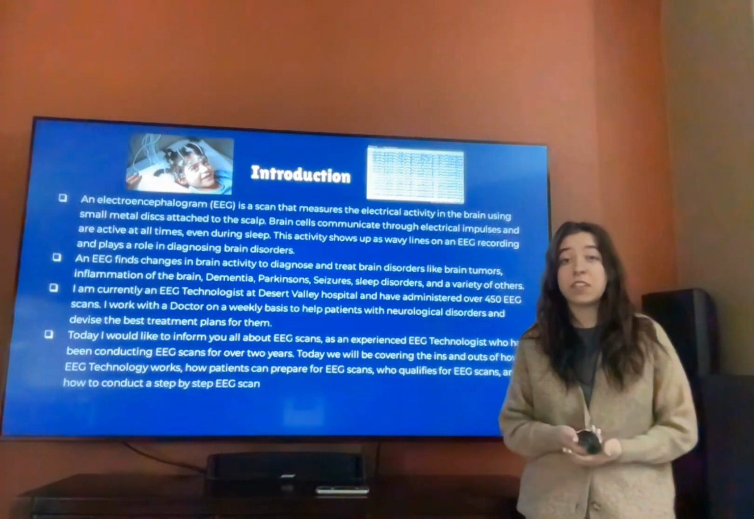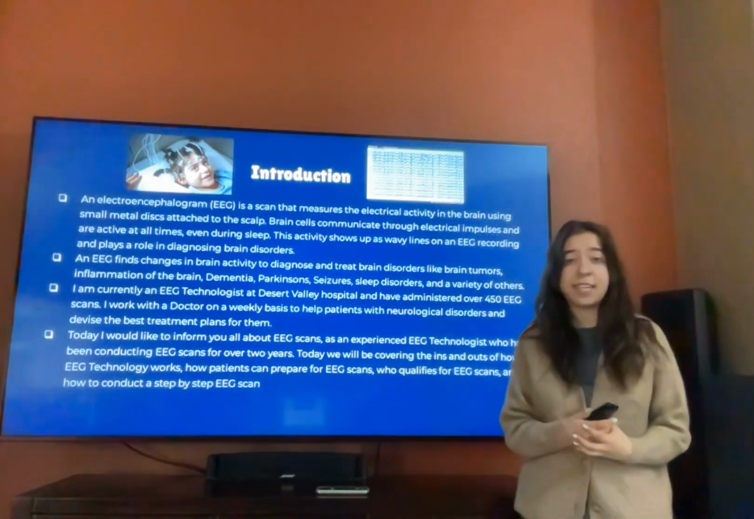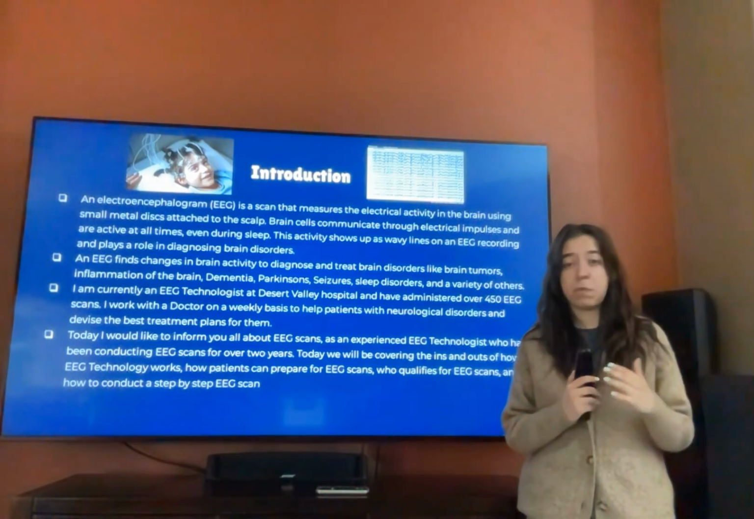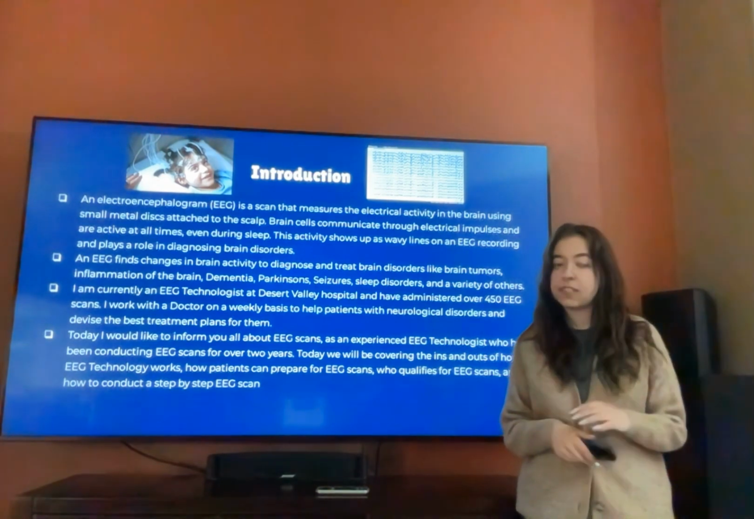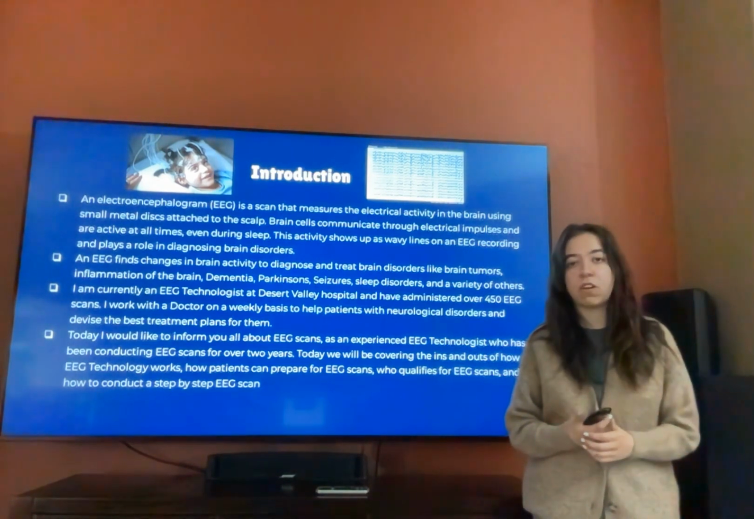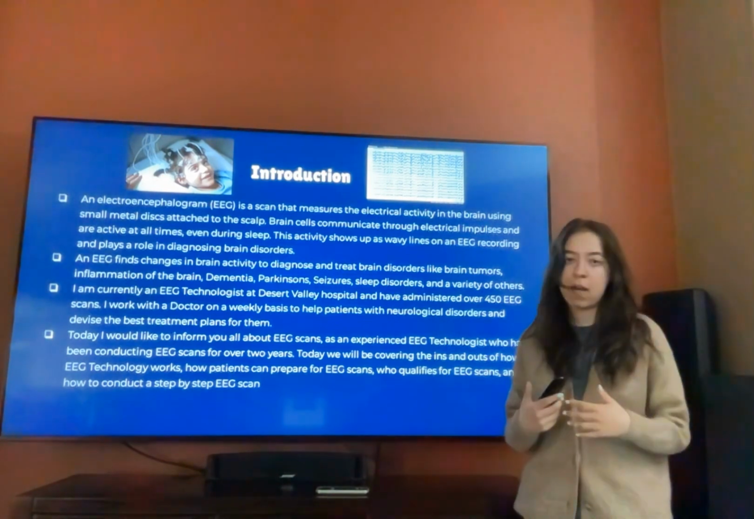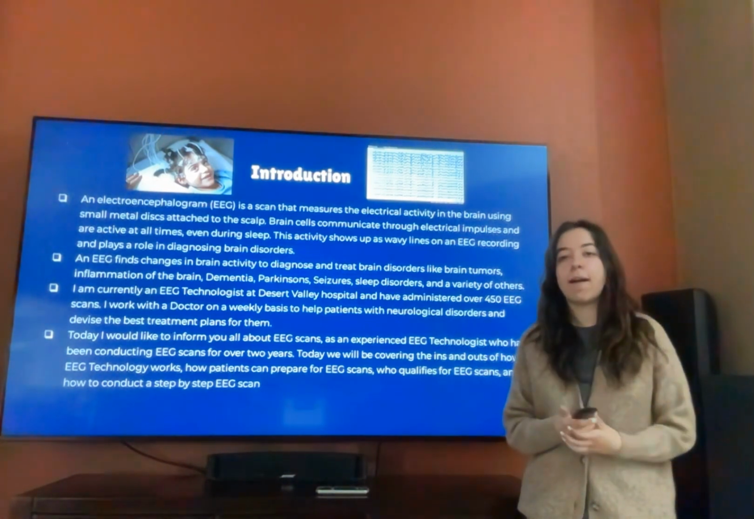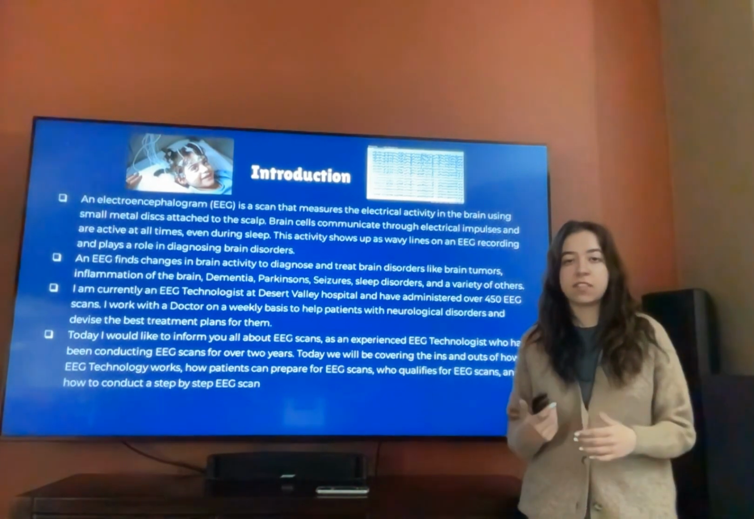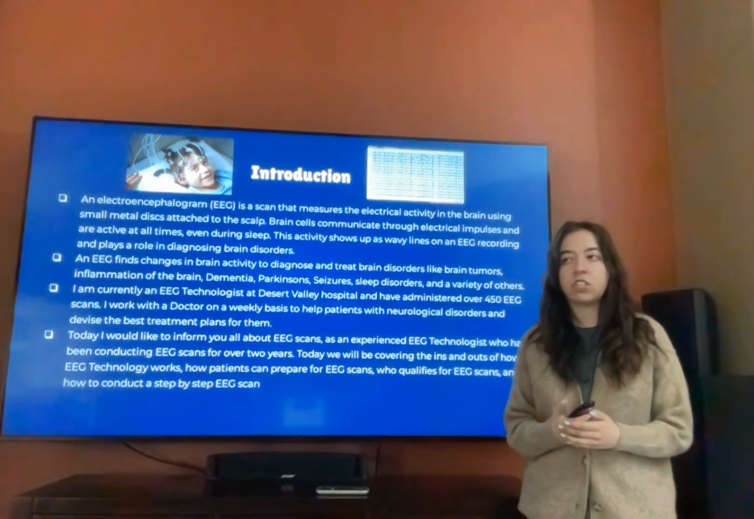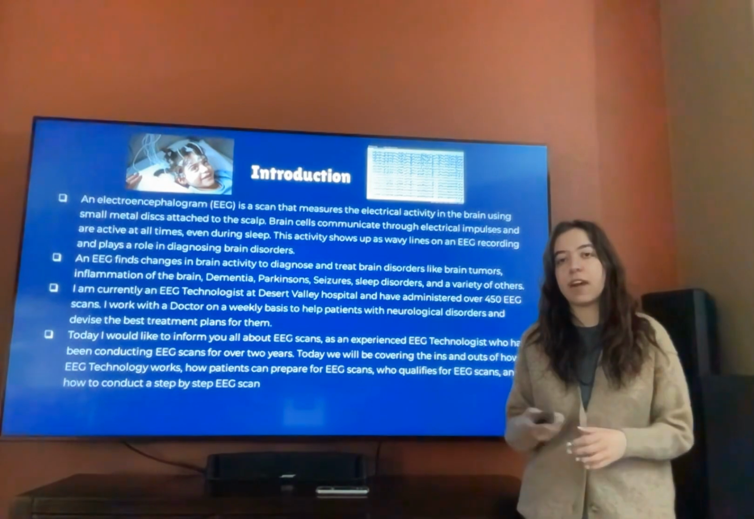I have administered over 450 brain scans. I have been working for a little over 2 years in the field of EEG technology and have loved every second of it. I want to use my platform today to inform my audience what an EEG is. A lot of people aren't aware, so I just want to shed some light on the area of expertise.